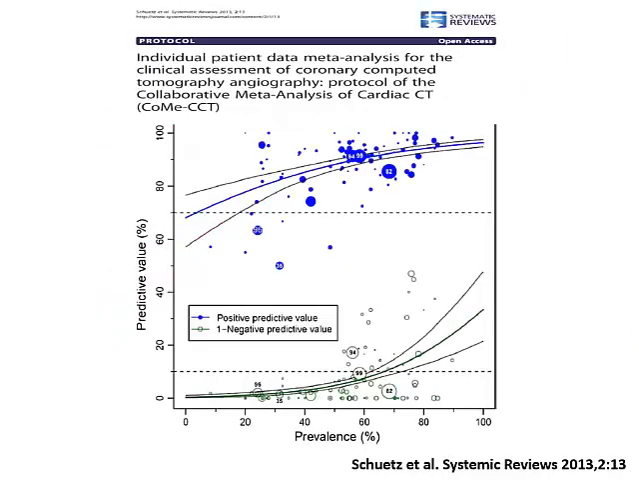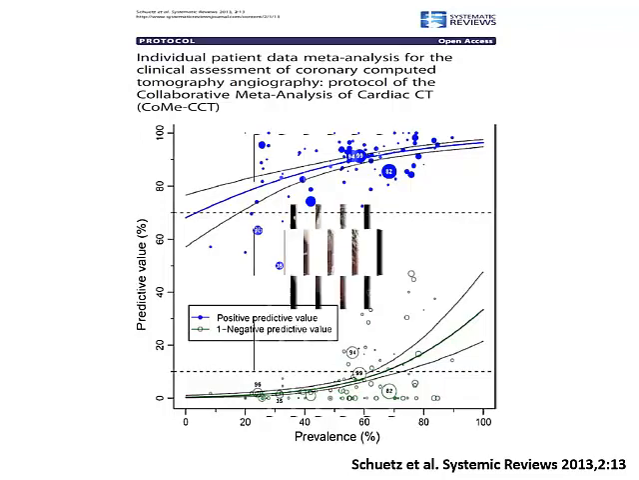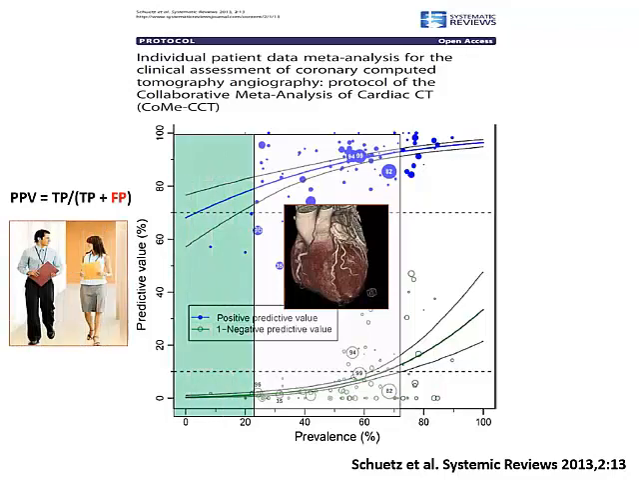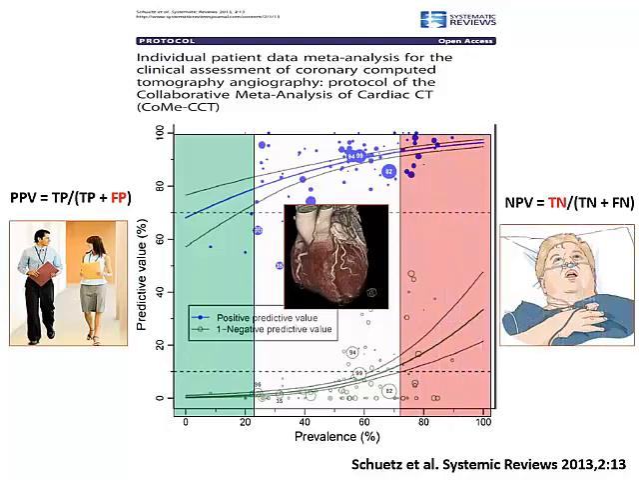What about CT? I perform a lot of CT scans, but CT also has a little bit of limitation. CT is indicated in patients with low to intermediate pretest probability. If we include patients with relatively low pretest probability, the positive predictive value of the CT may be relatively low. On the other side, if we include patients with high pretest probability, the negative predictive value can be low.